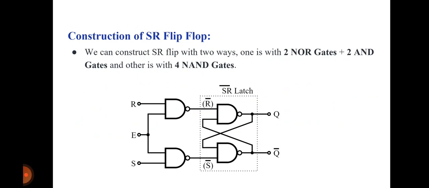Construction of SR flip-flop. We can construct SR flip-flop in two ways. One is with two NOR gates and two AND gates, and the other is by using 4 NAND gates. So we can construct the SR flip-flop by two NOR gates and two AND gates, and in the other way we can construct it with 4 NAND gates.